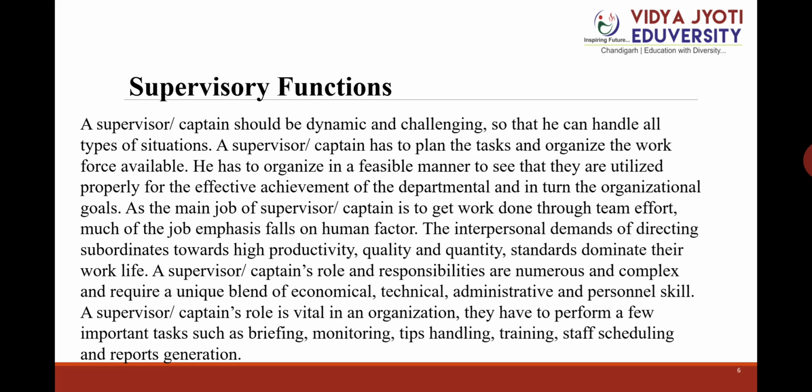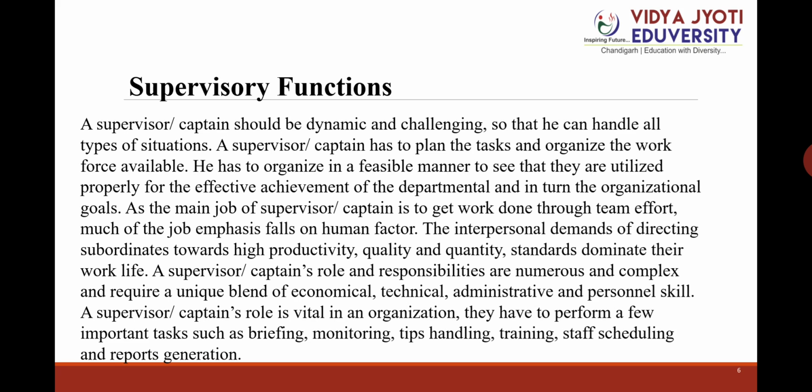He has to organize in a feasible manner to see that they are utilized properly for the effective achievement of the departmental and in turn the organizational goals. As the main job of the supervisor or captain is to get work done through team effort, much of the job emphasis falls on the human factor. The interpersonal demands of directing subordinates towards high productivity, quality, and quantity standards dominate their work life.